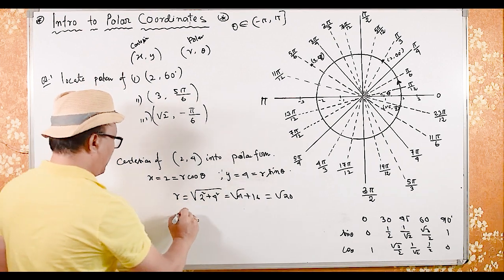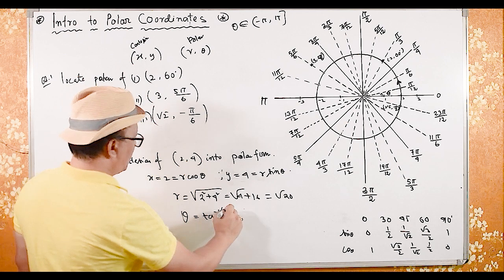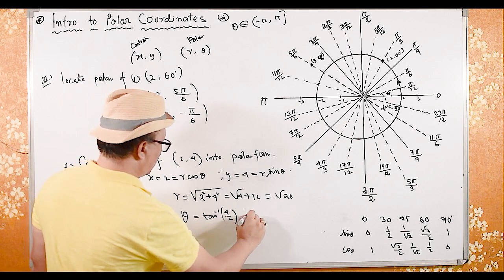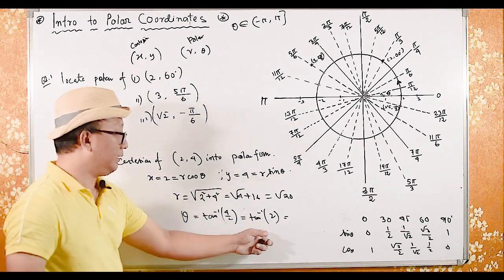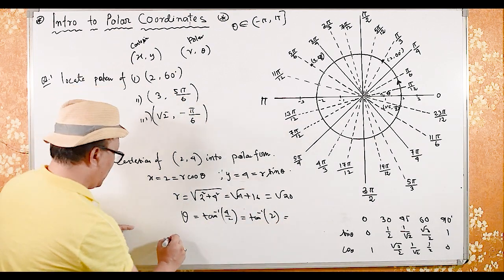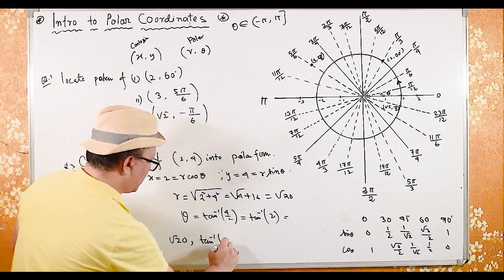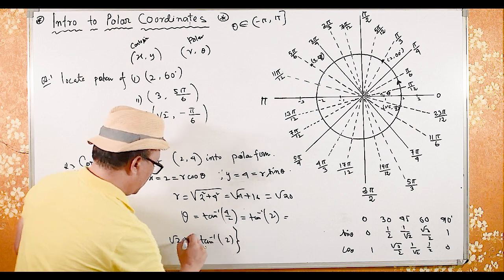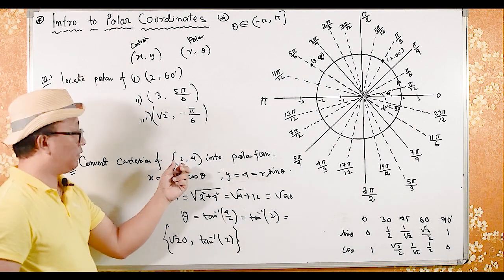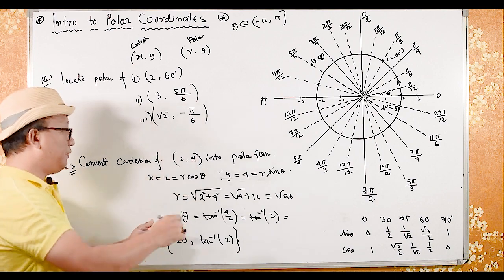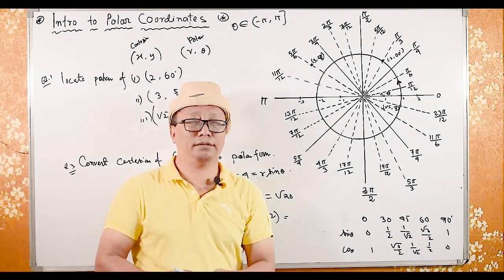Similarly, you can find theta equals tan inverse of y by x, meaning 4 by 2, which is tan inverse 2. From a calculator you can find its value. So r is root 20 and the angle is tan inverse 2. This is the polar form for this Cartesian point. We can also convert from polar to Cartesian. Let's see the next example.